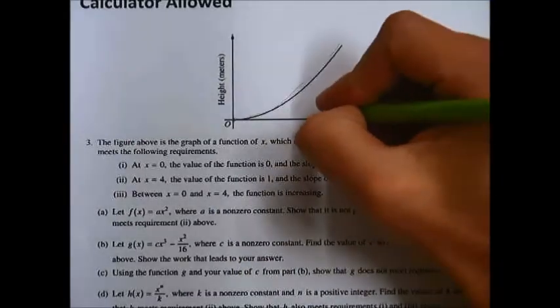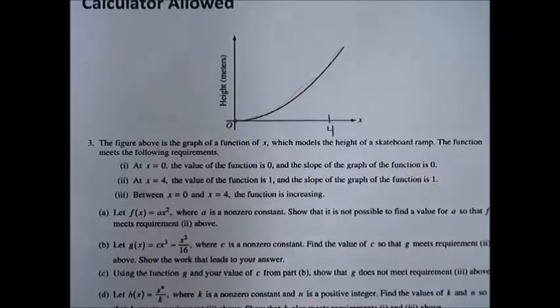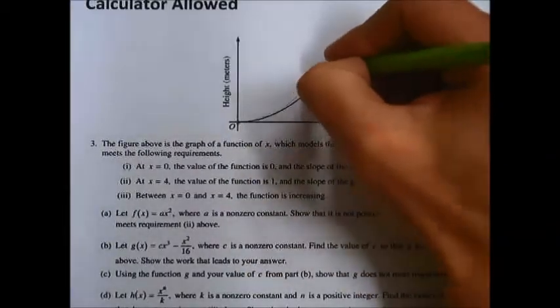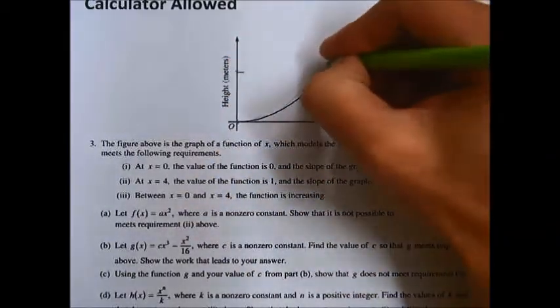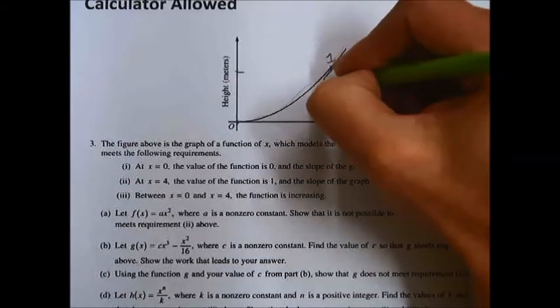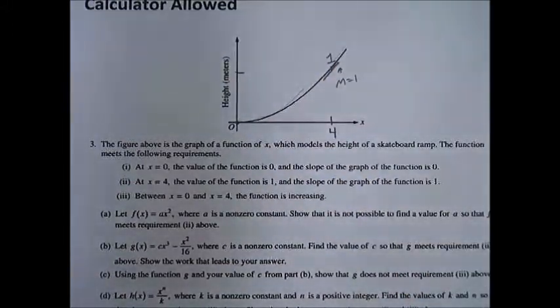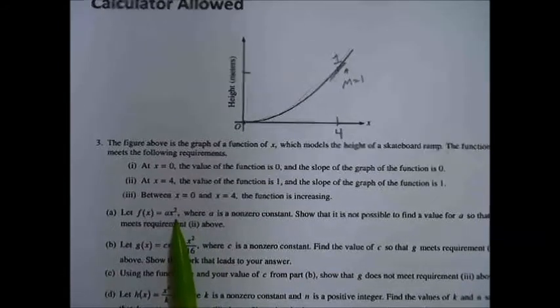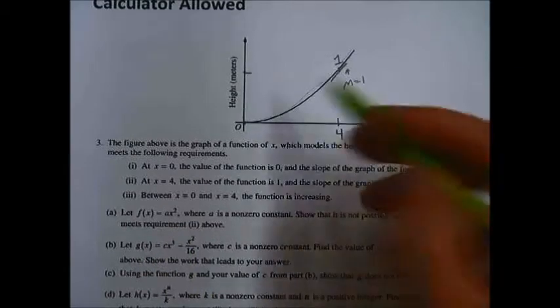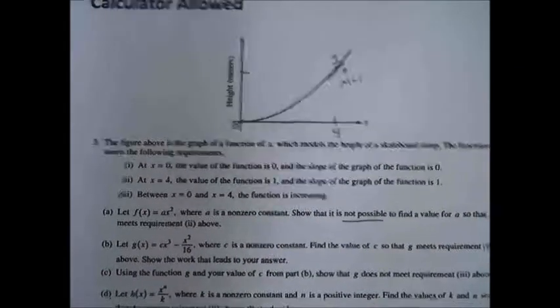At x equals 4, so here-ish, we go up to 1 high. And the slope here is 1. So we have some special conditions here. We're going to test these with our quadratic and see if it works out. Now the problem tells us it's not possible, but we have to show why.